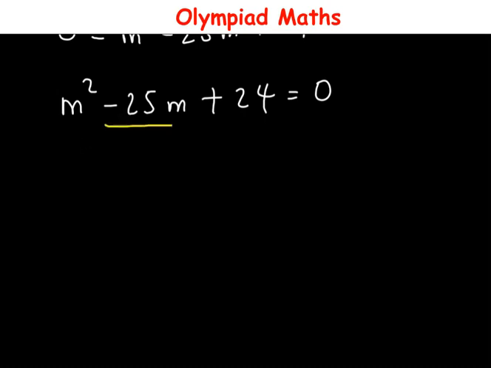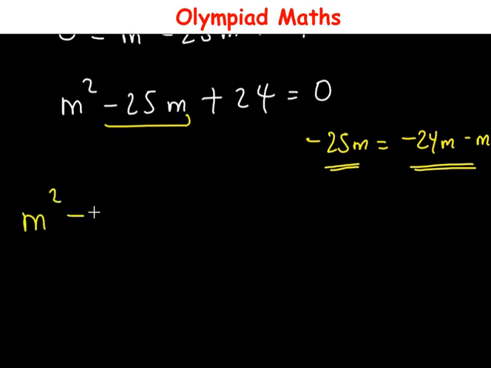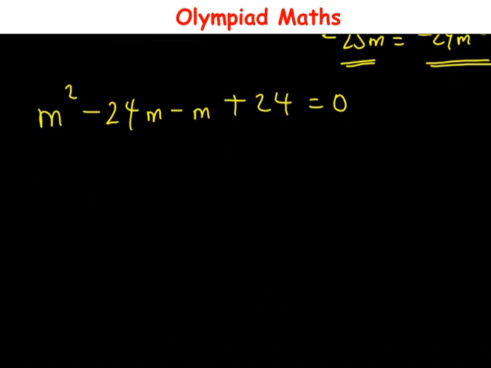Now, minus 25m can be expressed as minus 24m minus m. This will give us minus 25m. So in place of this, we bring in minus 24m minus m. So this becomes m squared, then minus 24m minus m, then we have plus 24 is equal to 0. Now at this junction, we have a common factor, which is m. So factorize out m from this. We have m into bracket. Divide m squared by m, we have m minus. Divide 24m by m, we have 24. Now close the bracket.